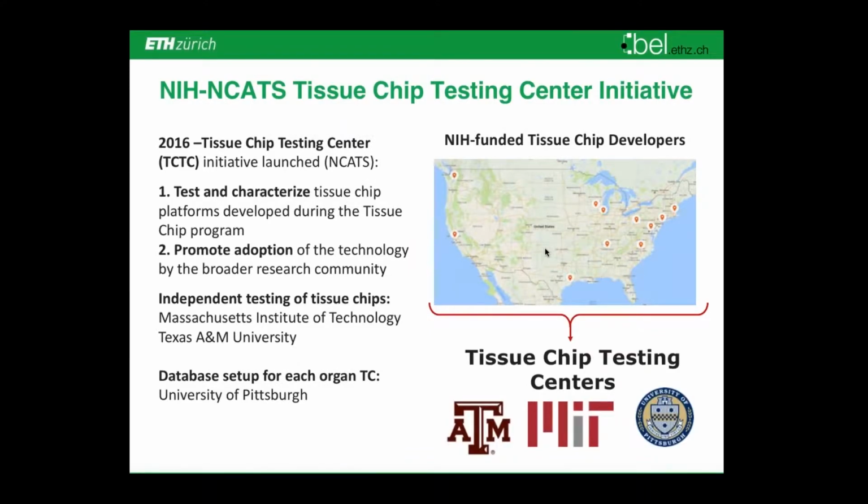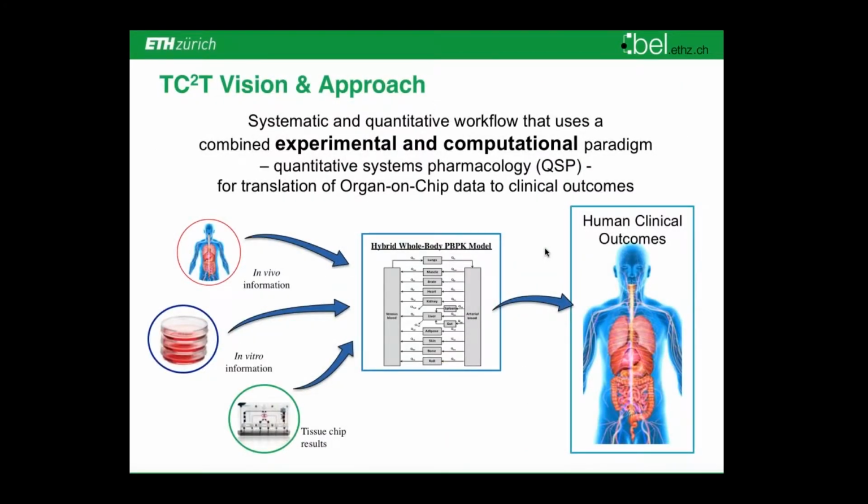There's an initiative, especially in the US at the moment, to create these tissue chip testing centers where they try to test and characterize and promote the adoption of the technology. And they take the approach with in vivo information, in vitro information, and tissue chip results. They put that into a PBPK model and go to human clinical outcomes. This is the experimental and computational approach they use. And we're getting ready to send our chips there too and see how well our chips are performing.